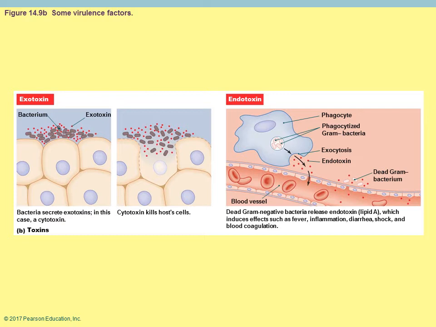The tetanus toxin is secreted, once again, by bacteria. It is an exotoxin. And what happens there, it does not allow a muscle that's contracting to relax. So it interferes with those normal physiological functions.